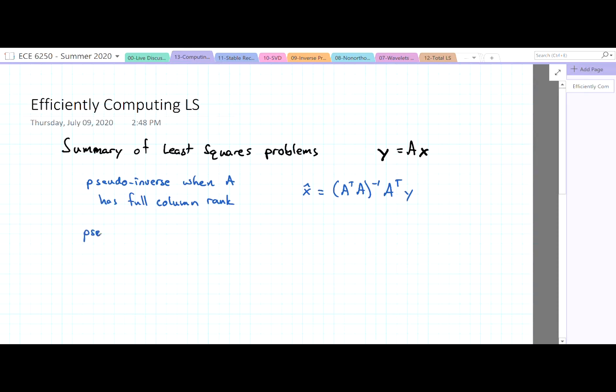We can use a pseudo-inverse solution also if A has full row rank. And that will give us x hat is equal to A transpose (A A transpose) inverse times y.